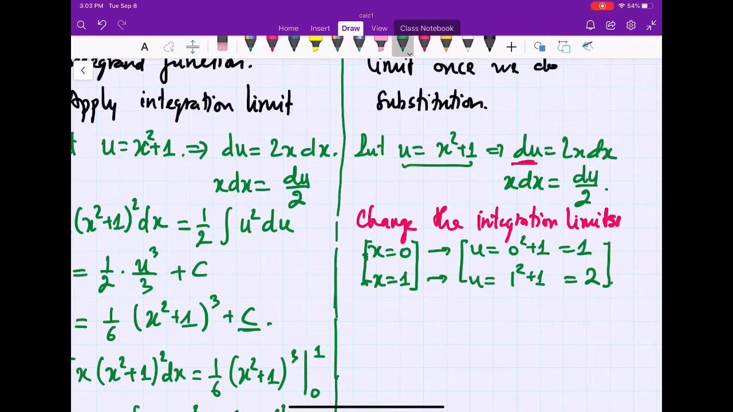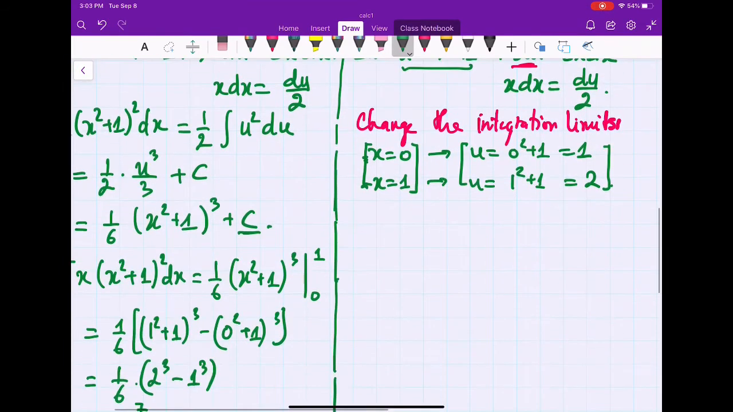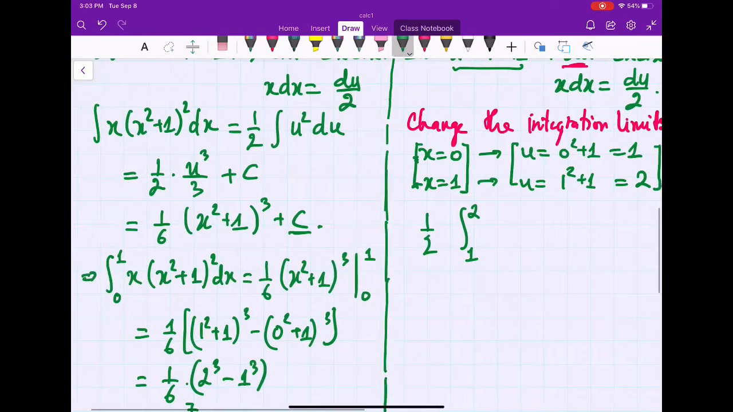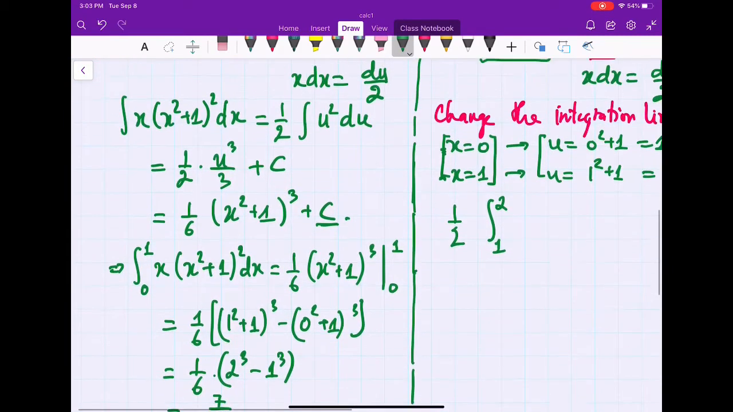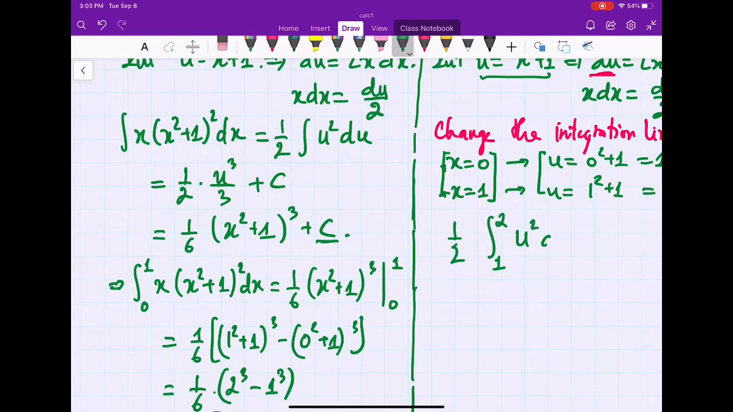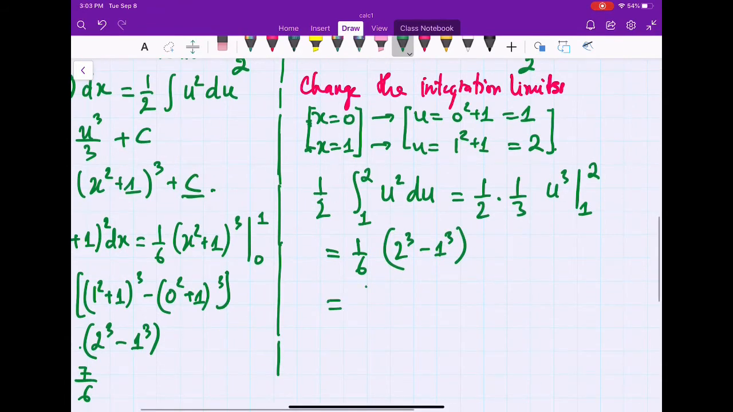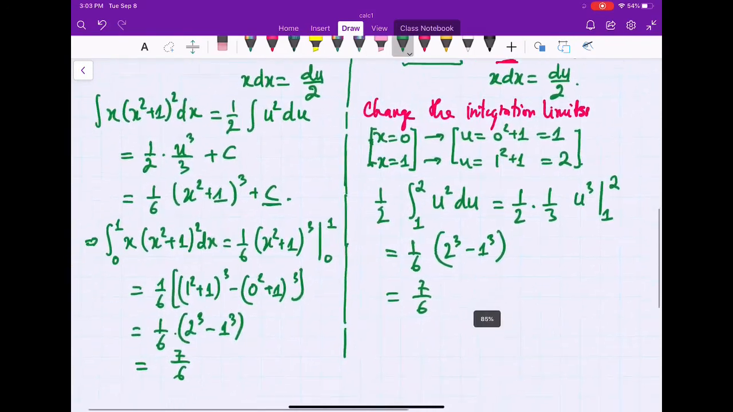Does that make sense? And now when you rewrite your integral, that looks like 1/2 times the integral from 1 to 2 of u squared du. You don't have to go back to x. Don't forget that because you already changed the integration limits. So that is 1/2, use the power rule, 1/3 u cubed evaluated from 1 to 2. Then you have 1/6 times (2 cubed minus 1 cubed). Finally, you get 7 over 6. The answer, of course, should be the same.